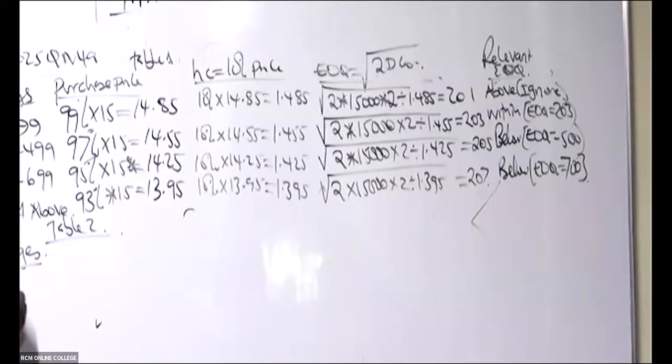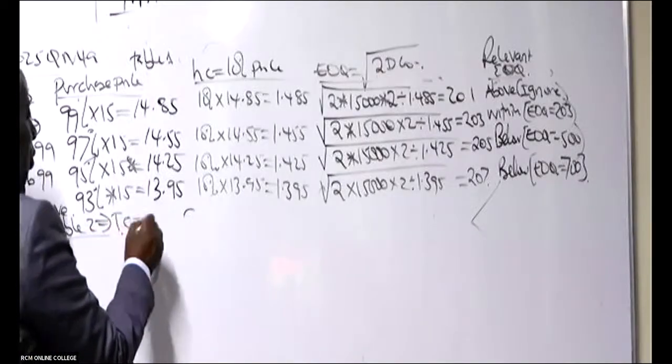So ranges 0 to 199, 200 to 499, 500 to 699, 700 and above. So remember, this table 2 is just purely for costing. It's purely for getting total cost.